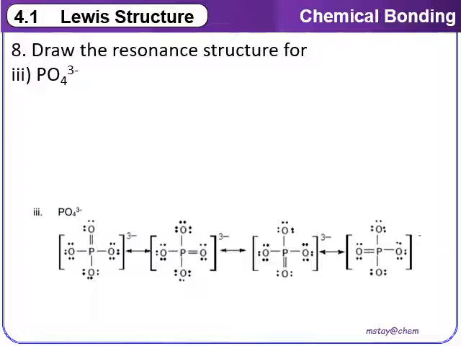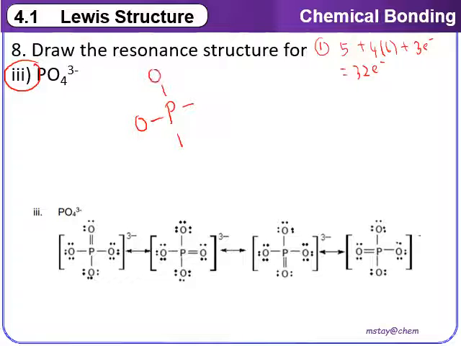The last question in the tutorial for resonance structure is PO4 negative. Again, step number 1, phosphorus has 5 valence electrons, oxygen has 6 valence electrons, and then gain 3 electrons. So the total is 32 electrons. Phosphorus is the central atom, and oxygen is the terminal atom.